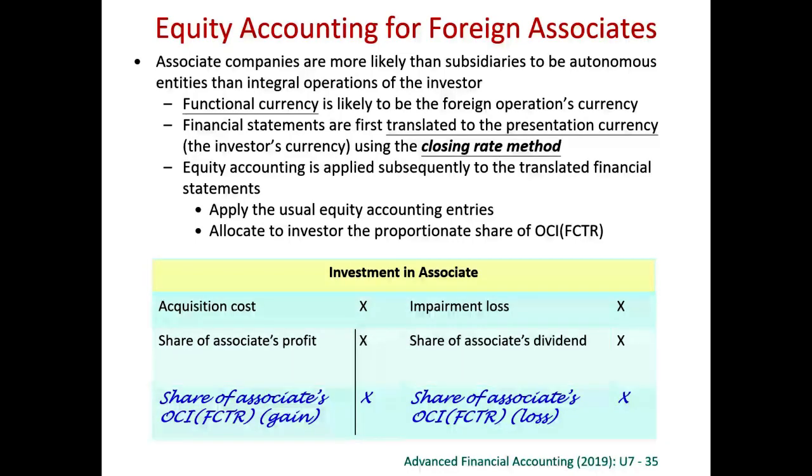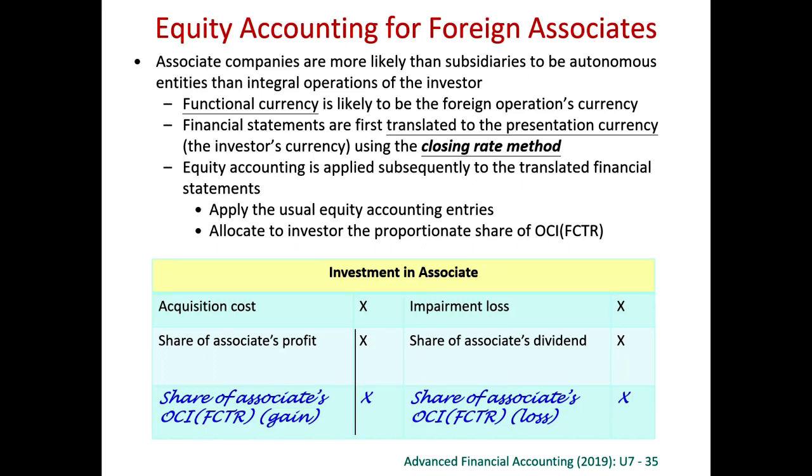After translating the financial statement for a foreign subsidiary, we should know how to translate the financial statement for a foreign associate as well. Associate companies are more likely than the subsidiary to be independent. That's why they usually use their local currency as their functional currency. If this is the case, translation from the functional currency into presentation currency is the usual case for the foreign associate.